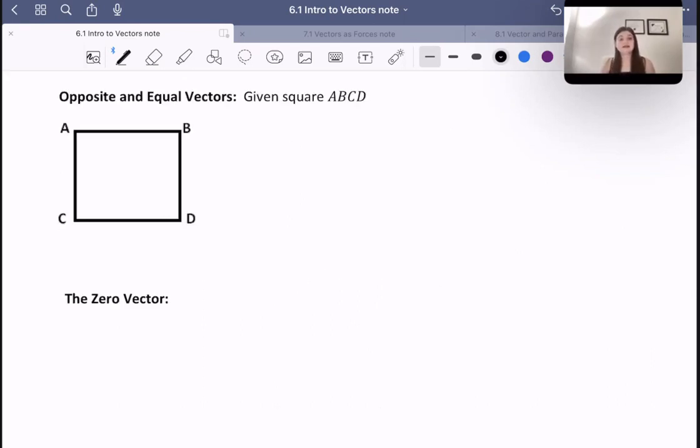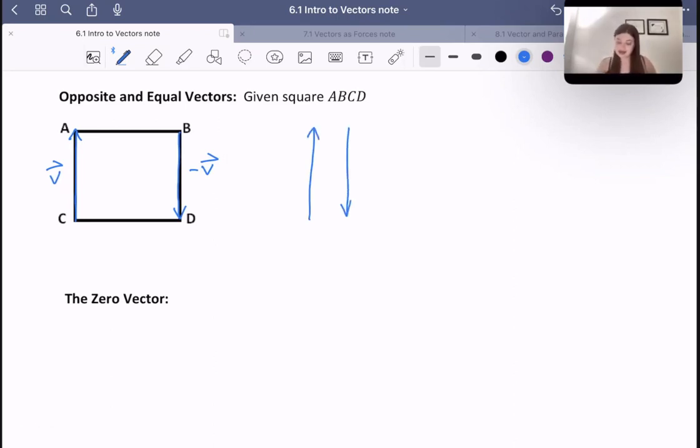Okay, next let's talk about opposite and equal vectors. For example, here, let's say I have a vector from C to A, and I have a vector from B to D, like this. These are opposite vectors, right? This, let's call it vector v. This is vector negative v. Notice that these are exactly the same line, just one's going up and one's going down.